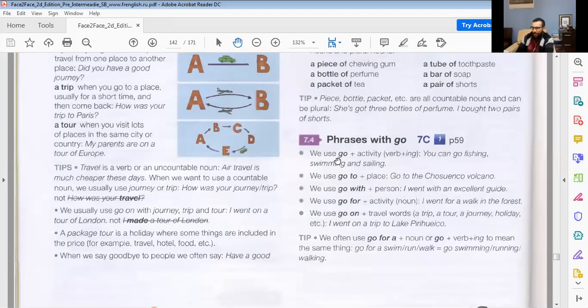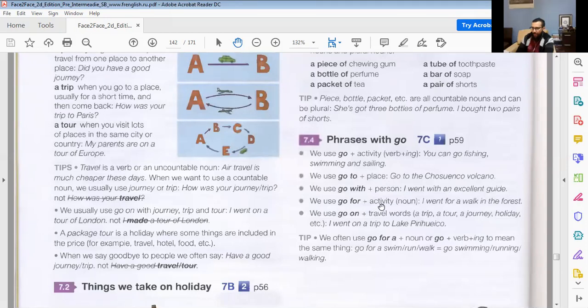Okay, here are the answers we were talking about. You can go fishing, go to the volcano. I went with a guide. I went for a walk. I went on a trip. Okay. Let's take a look at the tip.